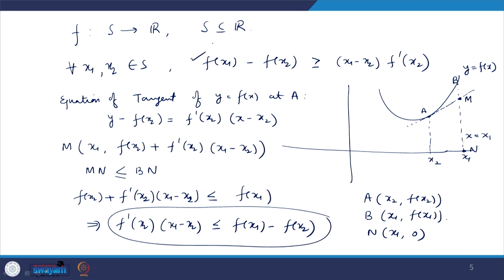So, what can we say geometrically? Geometrically we can say that if you draw a tangent at any point on a convex function, then the tangent is always below the curve, or on the curve if it is a straight line. Here this function is strictly convex, so the tangent always lies below the curve. But if it is a function like a boat shape function, then it may lie on the curve also. So if you have a convex function and draw a tangent at any point, the tangent will lie either below the curve or on the curve always. That is another important and interesting property of convex functions.